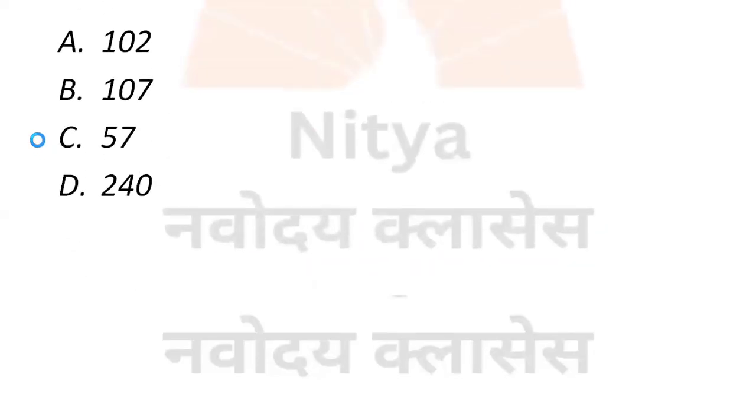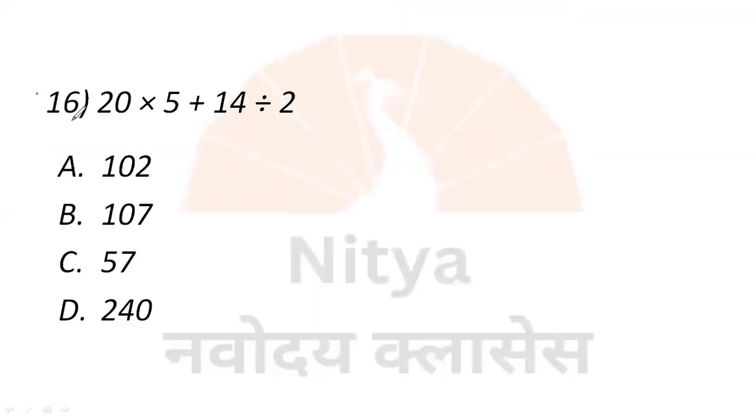Next one. 20 into 5 plus 14 divided by 2. So again you have to do the division first. So 2 sevens are 14, and then 20 into 5. Okay, see here, 20 into 5 plus that is 7. So 20 into 5 is 100 plus 7 that is 107. So option number B is the answer.